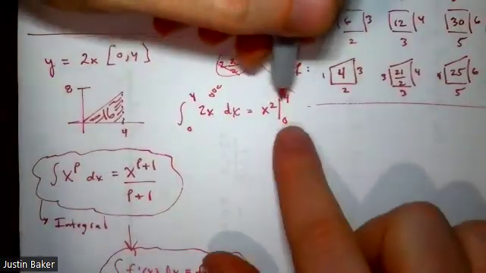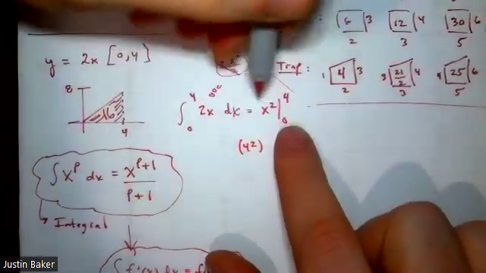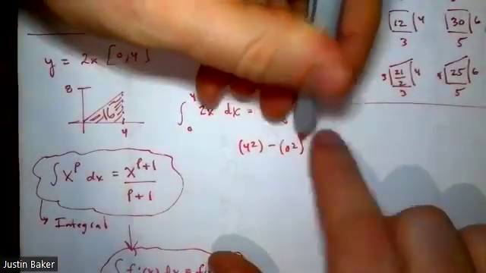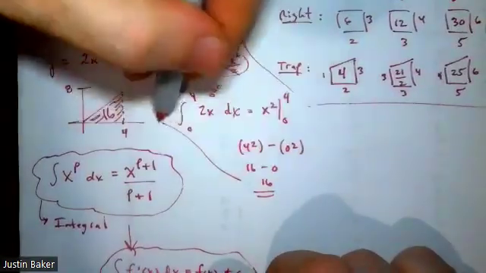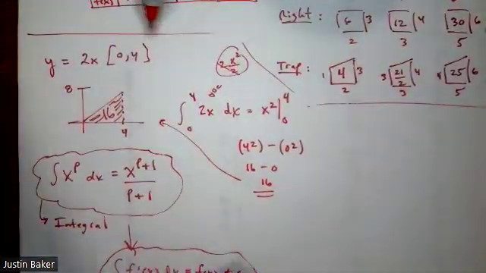How do we evaluate this? It's plug in the top bound minus plug in the bottom bound. And then this is giving you that 16 answer that we were looking for.